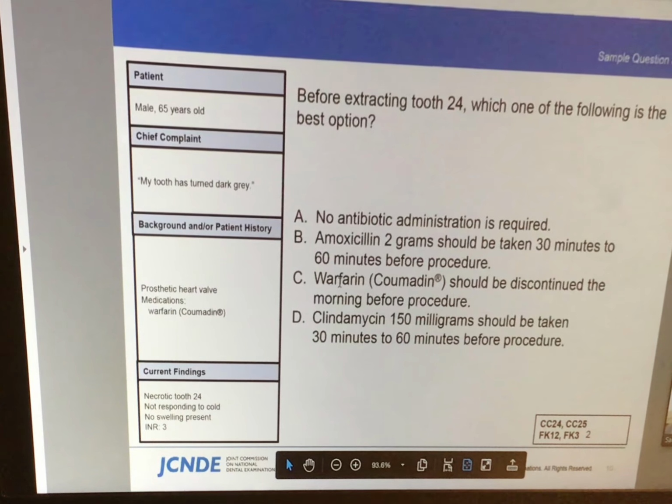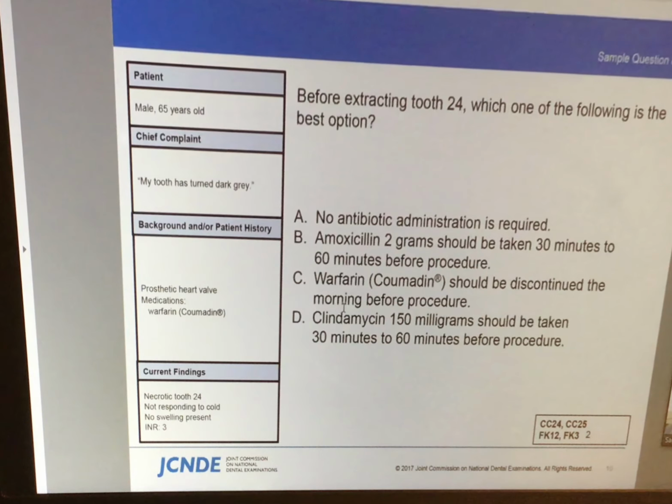Okay, let's go to the next one. C, warfarin should be discontinued the morning before the procedure. No, we never discontinue any medication unless it is a physician's recommendation. If you have any question, you have to ask the physician, but we don't do that by ourselves. So we don't ever discontinue any type of medication without the physician's recommendation. Okay, so this C we rule out.